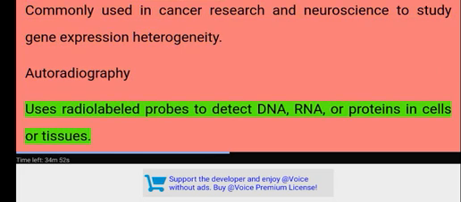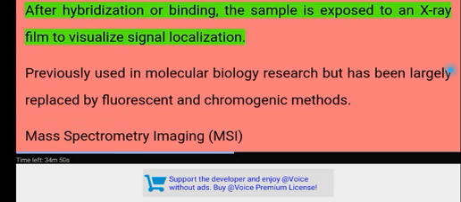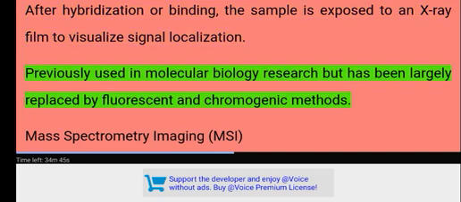Autoradiography uses radiolabeled probes to detect DNA, RNA, or proteins in cells or tissues. After hybridization or binding, the sample is exposed to an X-ray film to visualize signal localization. Previously used in molecular biology research but has been largely replaced by fluorescent and chromogenic methods.